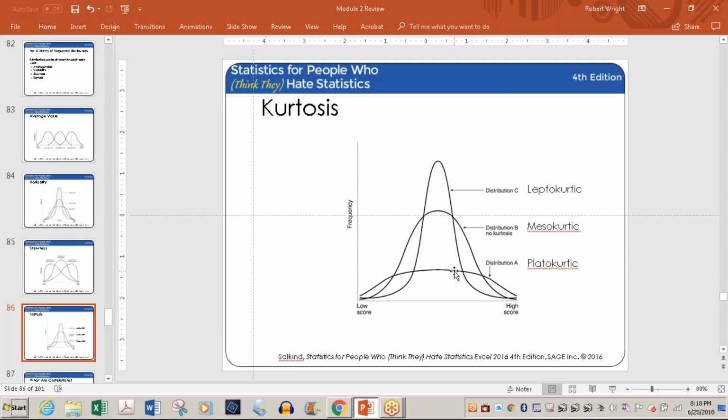I guess if you wanted to impress people in your journal article, you could refer to the distribution as leptokurtic or plateaukurtic and have everybody going to the dictionary if that's what you want to do.